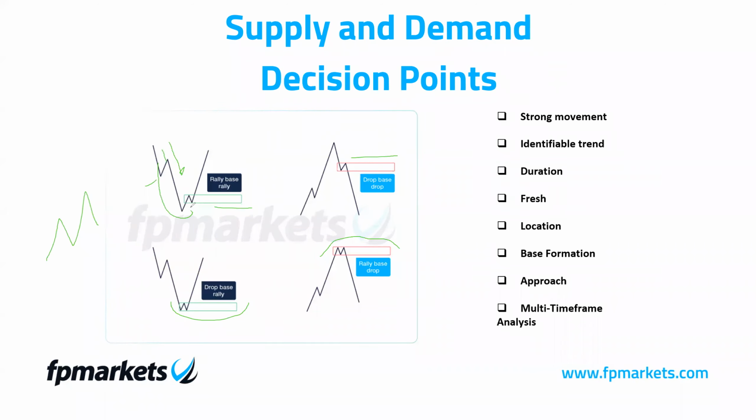And here we have the price reversing, and we formed a rally base rally at the early juncture of the uptrend, potential uptrend, or an early uptrend. And the same goes for a rally base drop. Sorry, really quickly, the rally base rally consists of an initial rally followed by a base. So we have a base at this point here.